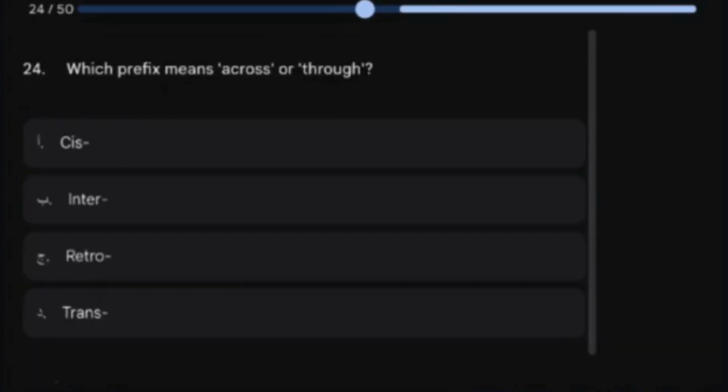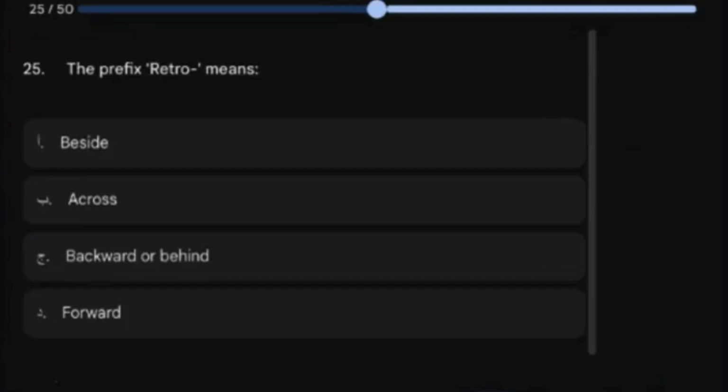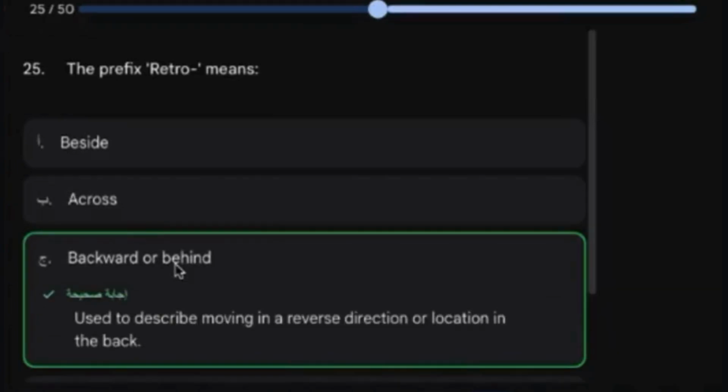Which prefix means across or through something? Is it cis, inter, retro, or trans? Trans, okay, like in transfusion or transplant. The prefix retro means beside, across, backward or behind, or forward? Yes, it means backward or behind.